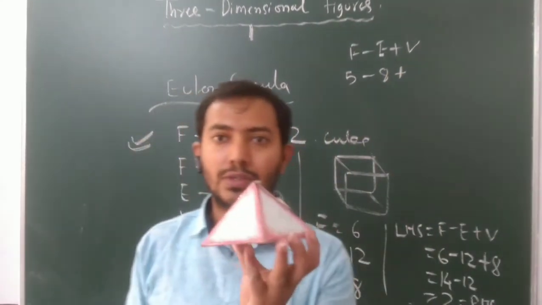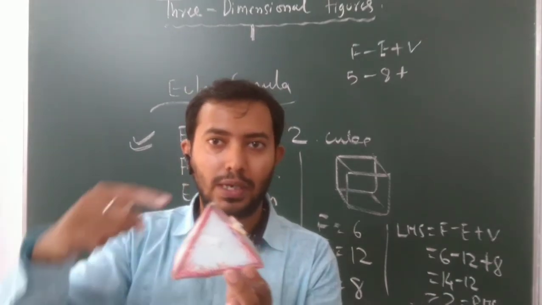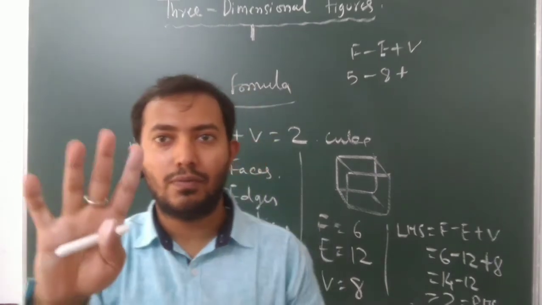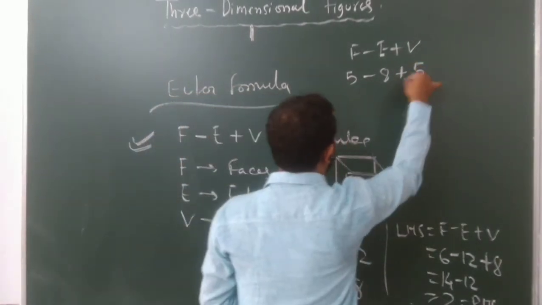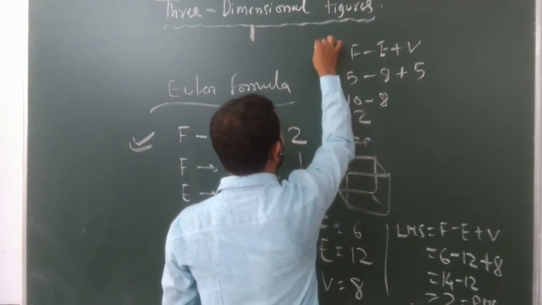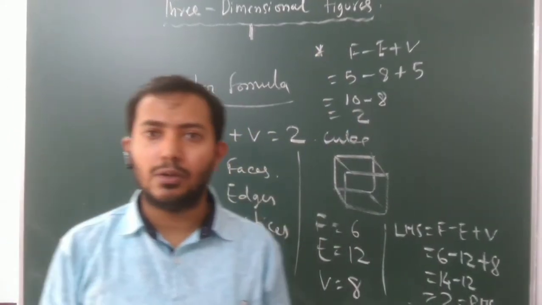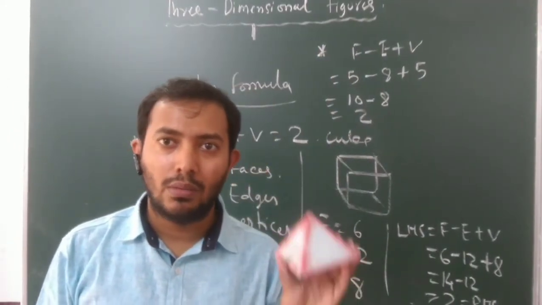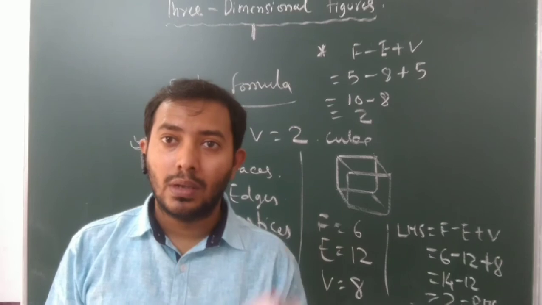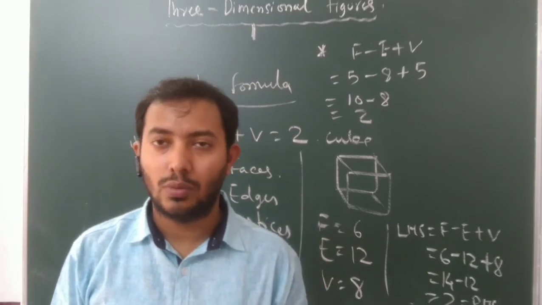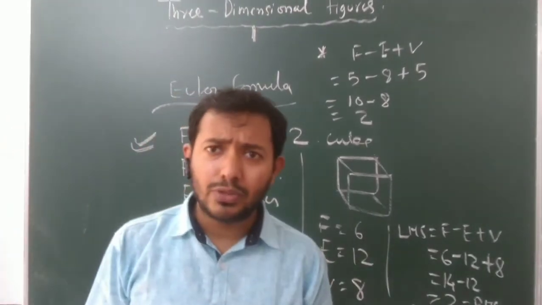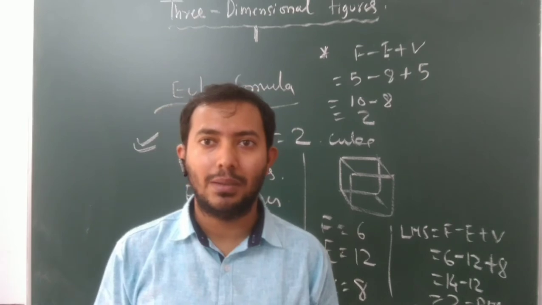Vertices. How many vertices can you see? 1, 2, 3, 4, 5. 5 vertices are there. So add it. You can see 5 plus 5, 10 minus 8, we are getting 2. So F minus E plus V equals 2 is always maintained by polyhedron. The solid figures which are made up of polygonal faces are called polyhedron, and they maintain this formula. So it's very much important. I hope you people have understood.